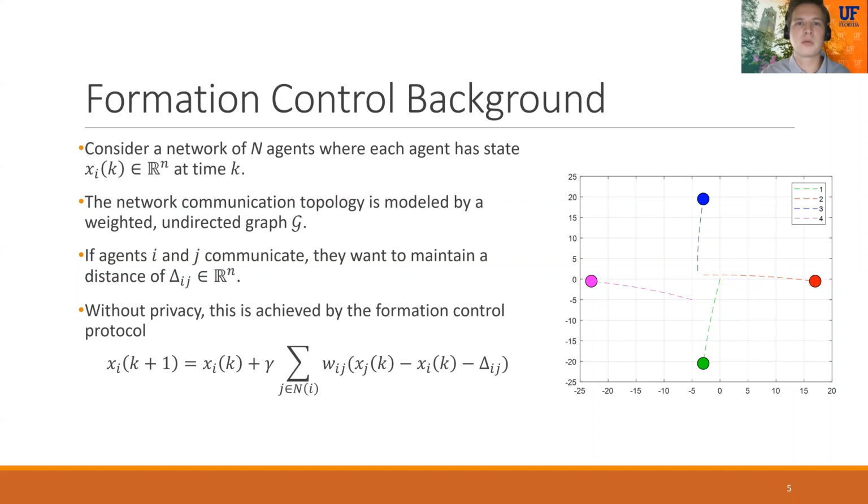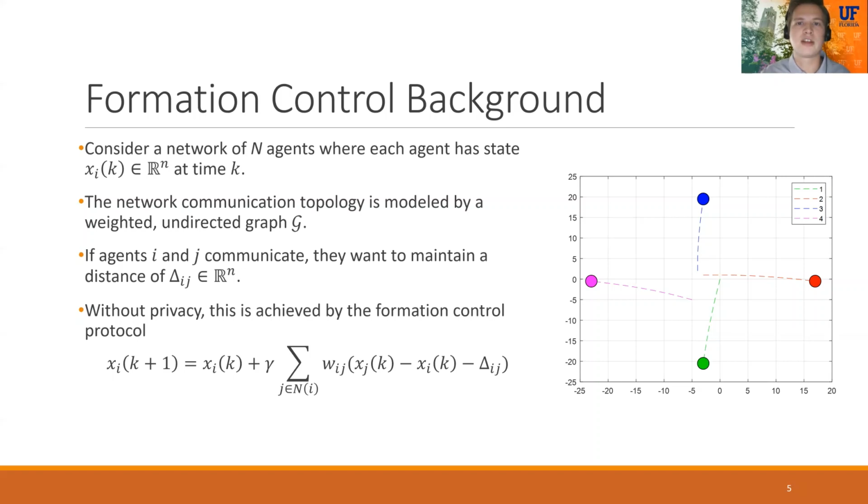Consider a network of n agents, and at each time k, agent i has state x_i(k). If we're interested in robotics, these states will be a position and velocity, but depending on the application, these states could also be virtual states. We consider networks where the communication topology can be modeled by a weighted and undirected graph. If two agents i and j communicate, they want to maintain a relative distance of delta_ij. When privacy isn't being implemented, this can be achieved with the formation control protocol shown here.